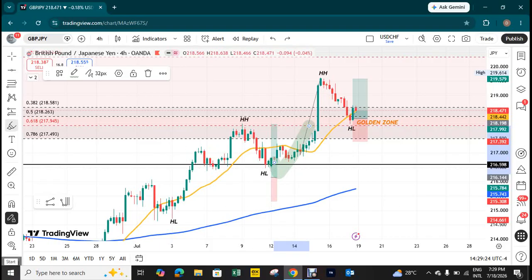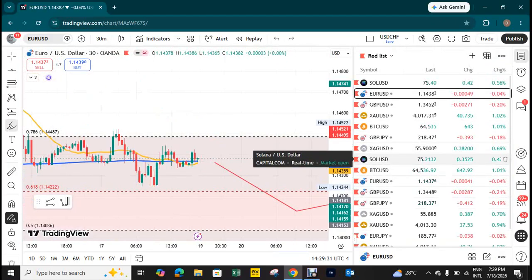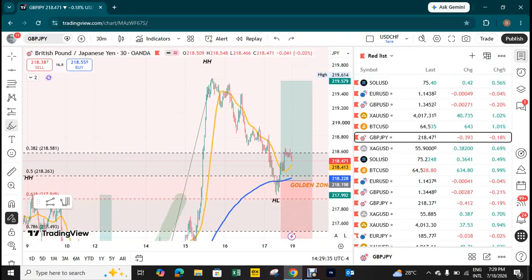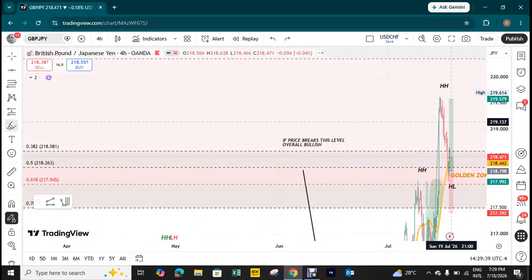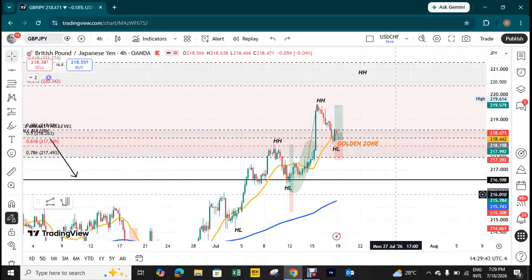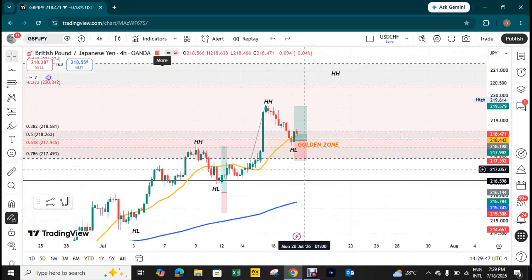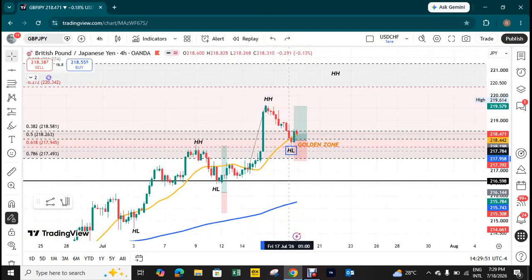All right, so right now, GBPJPY, on the 4 hours time frame, so we see the whole picture. After we missed this, we saw price give us a new higher high above, and now we can see price has given us a new higher low below.